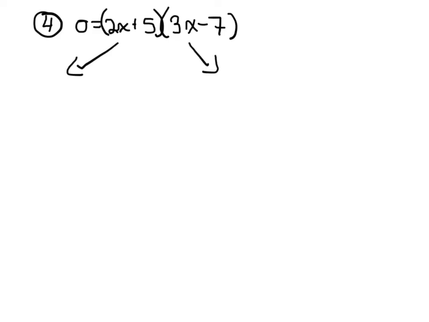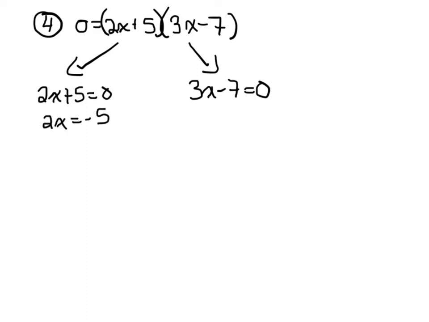So we set each factor to 0. So 2x plus 5 equals 0, and 3x minus 7 equals 0. So I have 2x equals minus 5, x equals minus 5 over 2, and 3x equals 7, and x equals 7/3.